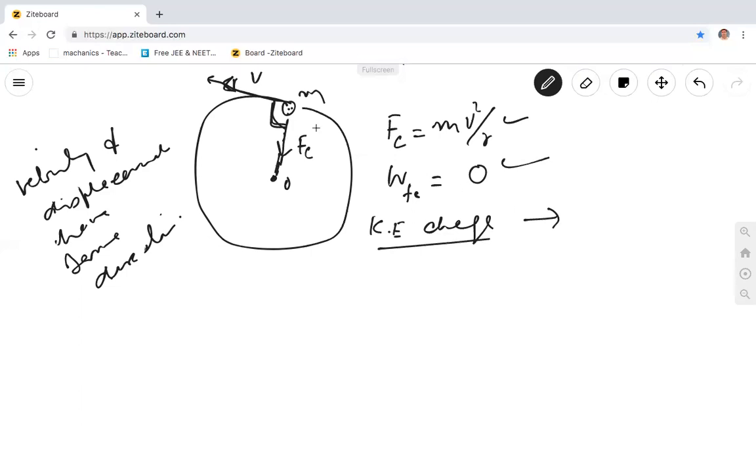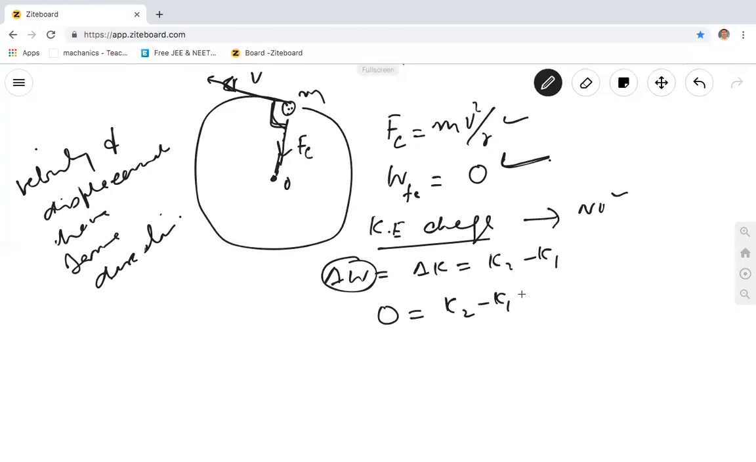Will the kinetic energy of this object change if the work done is 0? No. Absolutely. Good. How do you know? Work done is equal to change in kinetic energy, K2 minus K1. When work done is 0, that means K2 is equal to K1. That means kinetic energy does not change.